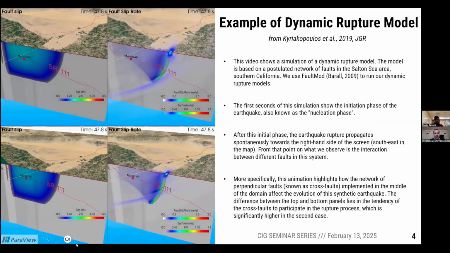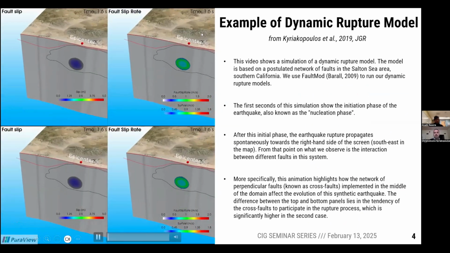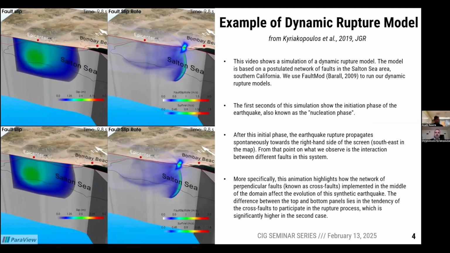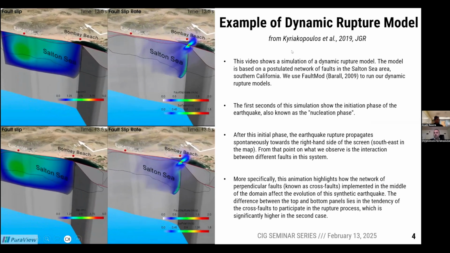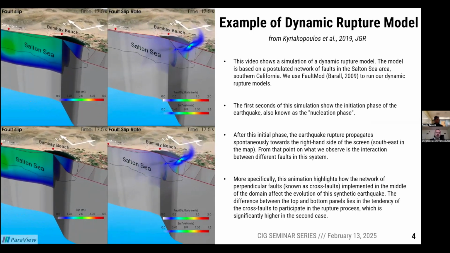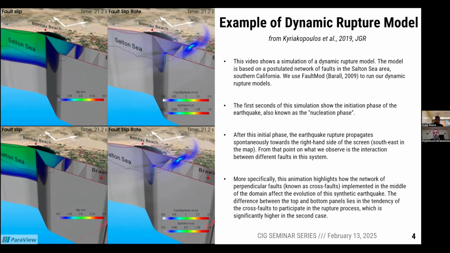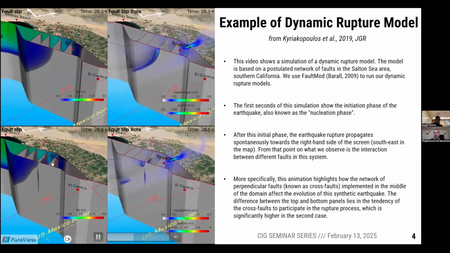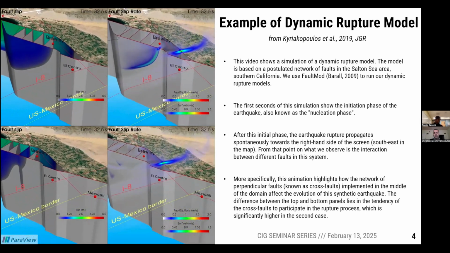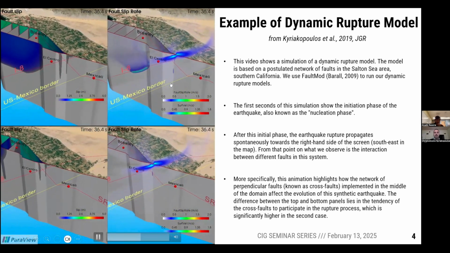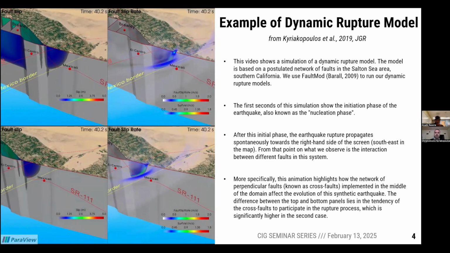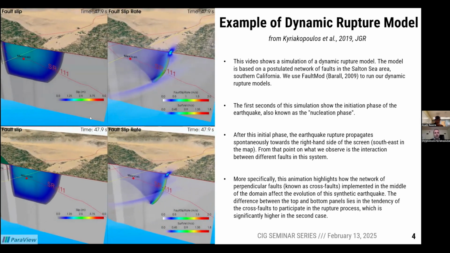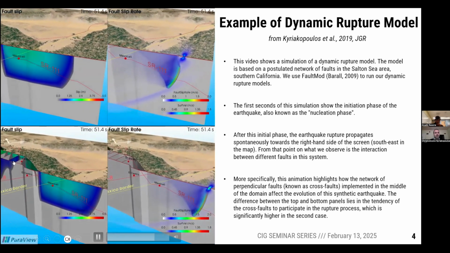I will move back the video for a second here. The nucleation phase, as you see here. And then there is a second phase, the spontaneous propagation phase, where a rupture propagates across the fault network and allows us to observe, for example, interactions between faults. In this particular case, we were experimenting with the rupture tendency of the cross faults during these scenarios, and trying to figure out how these cross faults that are implemented in the middle of the domain affect the overall rupture.